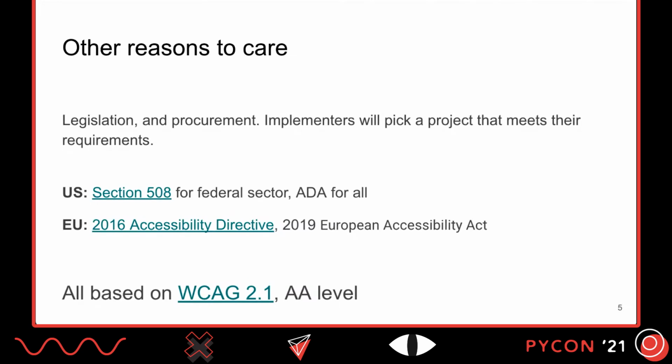So the big one is legislation and procurement. Our clients and people who pick Wagtail as a CMS definitely have very specific expectations from projects, and they would pick one or the other based on requirements like this. So yeah, there's legislation in the US, in the EU, and really all around the world. It's not just those two countries. But one thing we do have going for ourselves is that all of those laws are based on the same standard called WCAG. WCAG 2.1 at the AA level being the most recent and widespread version of it.